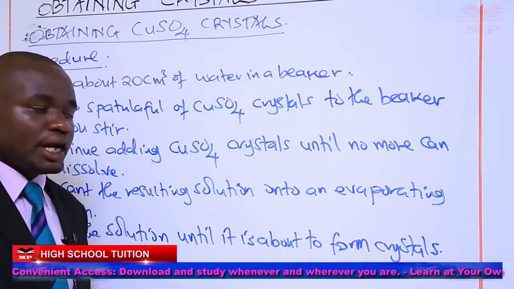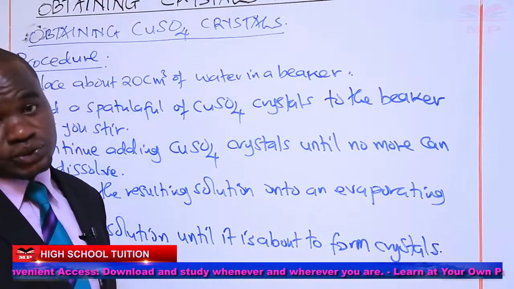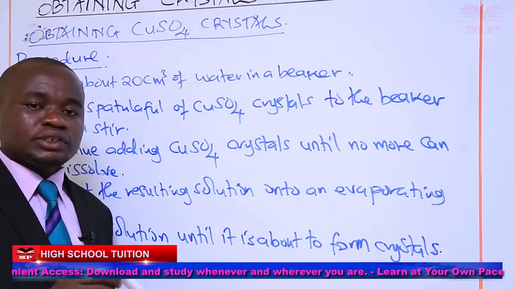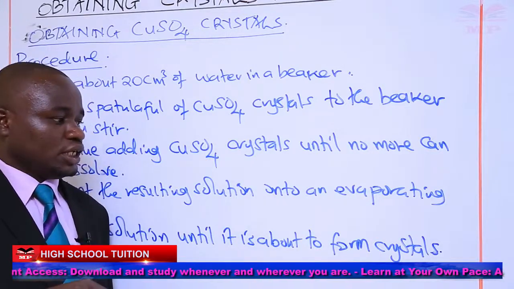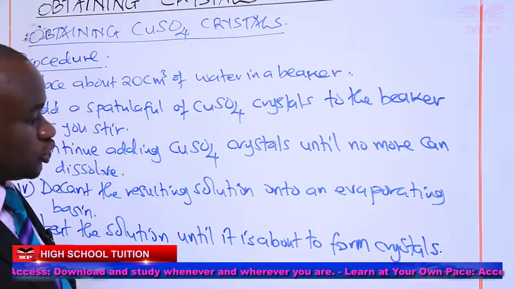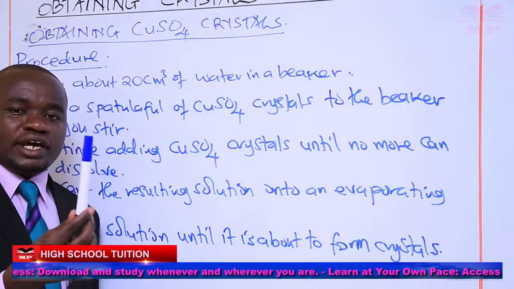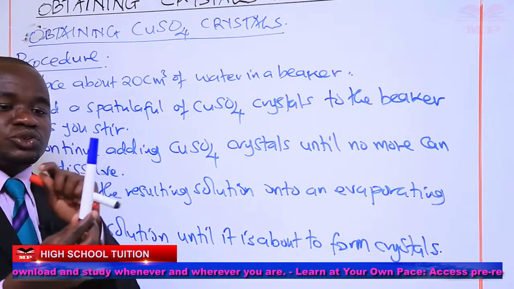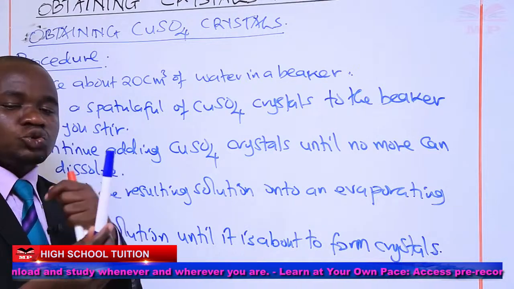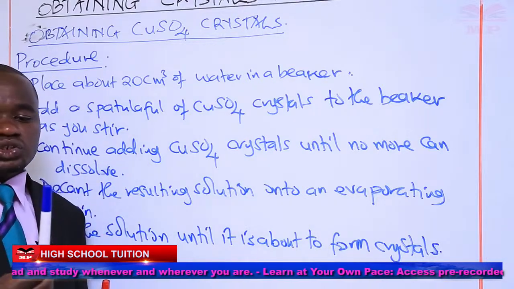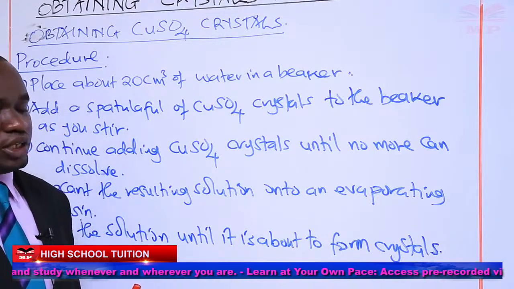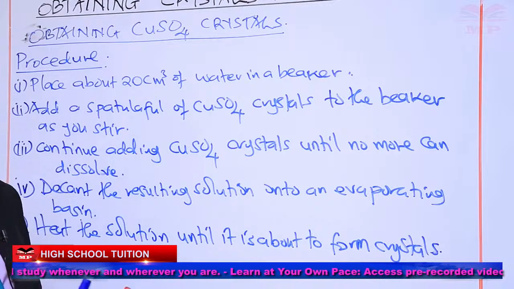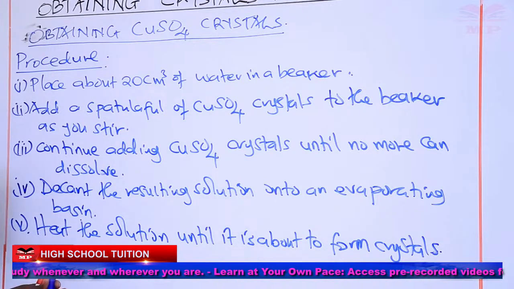We do that by using a glass rod. So we shall take a glass rod and then you dip into that saturated solution, and then you hold it in the air, and then you observe the glass rod. When you see crystals on the glass rod, after allowing it to cool, it will mean the solution is ready to form crystals. So if it is ready to form crystals, you now stop heating and allow it to cool.